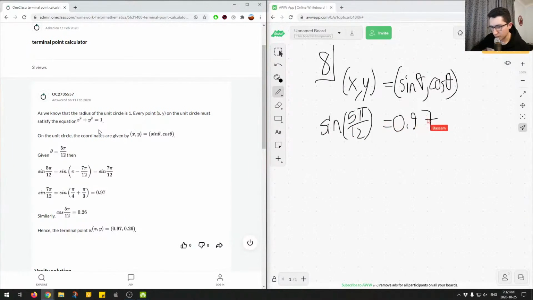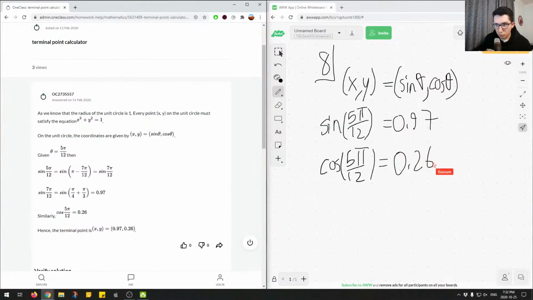I'll double check this. Let me just grab my calculator. It's right here. Make sure that your calculator is in radians. So we have sine 5 pi divided by 12, and we end up with 0.9659. So this is correct. And then we have cos 5 pi divided by 12, which gives us 0.26. So here they do the right calculation.